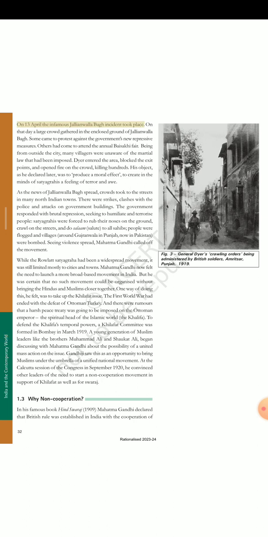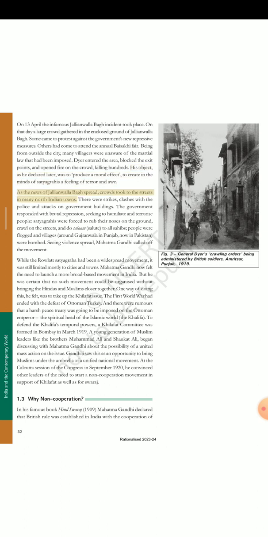On the 13th of April the infamous Jallianwala Bagh incident took place. On that day a large crowd gathered in the enclosed ground of Jallianwala Bagh. Some came to protest against the government's new repressive measures. Others had come to attend the annual Baisakhi fair. Being from outside the city, many villagers were unaware of the martial law that had been imposed. Dyer entered the area, blocked the exit points, and opened fire on the crowd, killing hundreds. His object, as he declared later, was to produce a moral effect, to create in the minds of Satyagrahis a feeling of terror and awe.